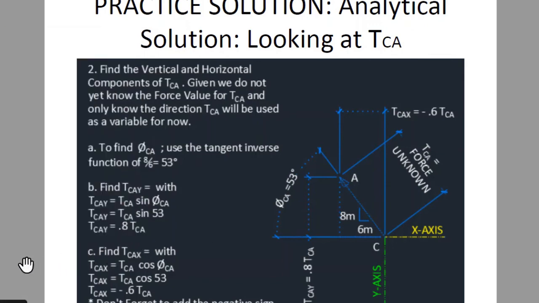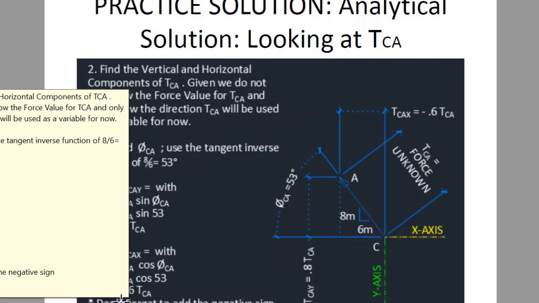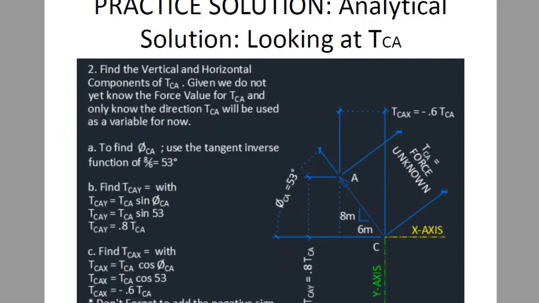Now, let's look at how to find TCAX. We begin with our function TCAX is equal to TCA, the force, times the cosine of theta at CA. And we find that TCAX is equal to negative 0.6 TCA. Again, don't forget to add the negative sign here because our X component will travel towards the left.